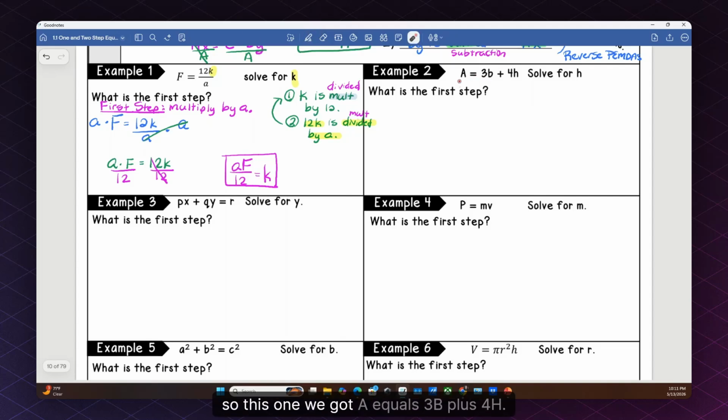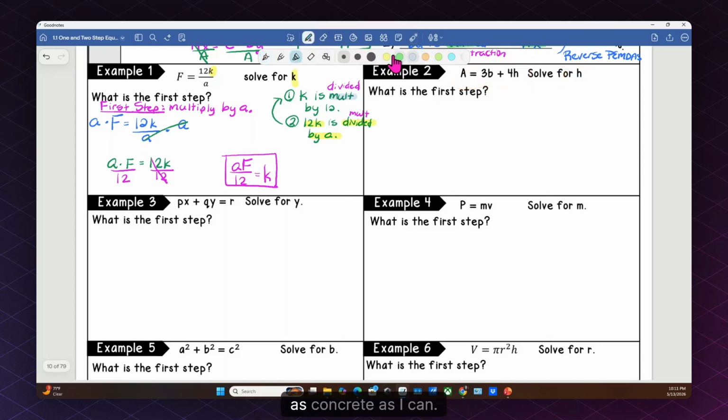Alrighty, so this one we got a equals 3b plus 4h, and we're going to solve for h. Alrighty, I am just going to make this as concrete as I can. We're solving for h. My h is right here in this position. So we've got to get everything else moved away from it. So let me just take a little side note over here. And what is close to this h?